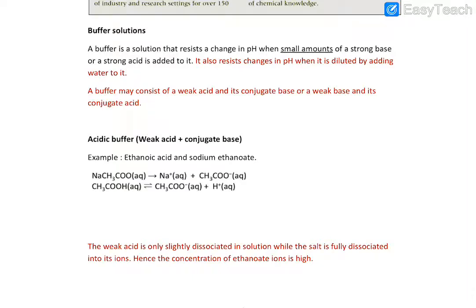Let's see what buffer solutions are. A buffer solution is one that will resist changes in pH when small amounts of strong base or strong acid are added. It also resists changes in pH when it's diluted. When you keep adding water to it, the pH is not going to change by a lot. So this is a buffer.